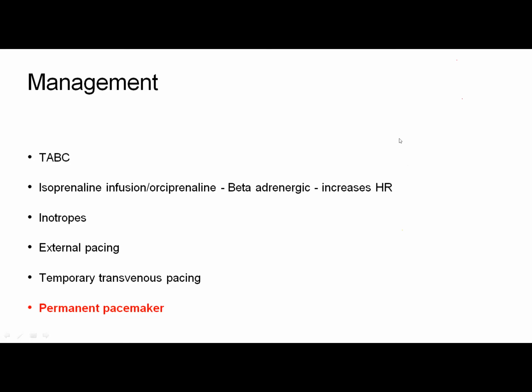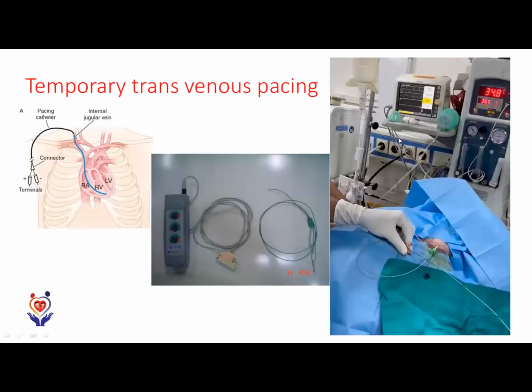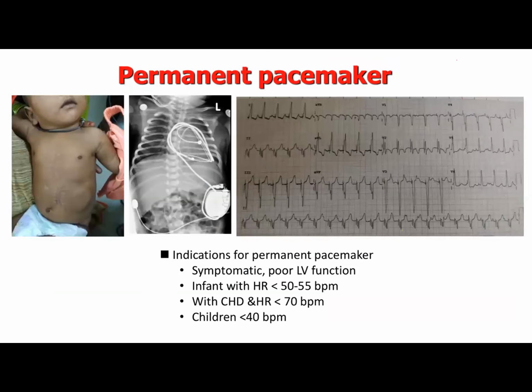Okay, moving on. So this child we have done transvenous pacing in our unit, and the child has been stabilized. We went for a permanent pacemaker. So these are the short indications for permanent pacemaker. Any symptomatic child with poor LV function due to low heart rate, you go ahead with a pacemaker. In an infant, heart rate less than 55, and a child with congenital heart disease having a heart rate less than 70, or an older child, go for a permanent pacemaker.